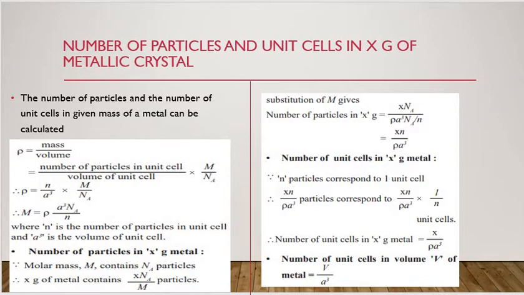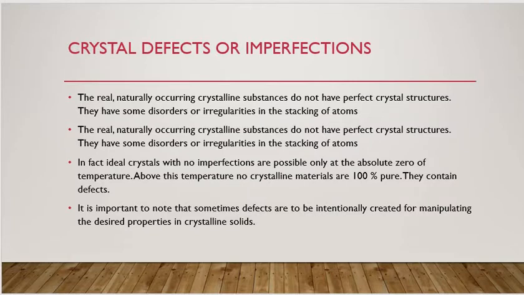Now let's talk about crystal defects or imperfections. The real naturally occurring crystalline substances do not have perfect crystal structures. They have some disorders, or you can say they have some irregularities in the stacking of atoms. Such irregularities in the arrangement of constituent particles of a solid crystal are called defects, and another name of this irregularity of constituent particles in a solid crystal is also imperfections.